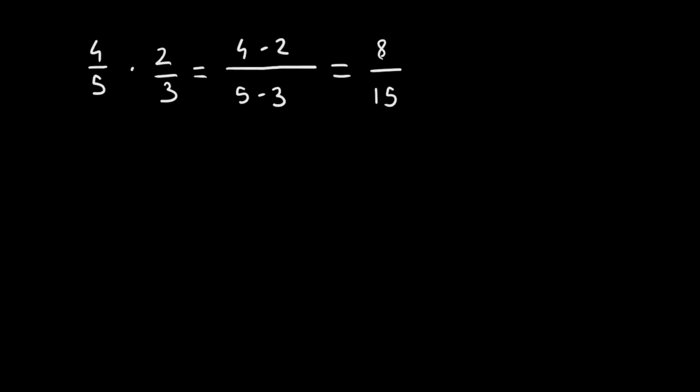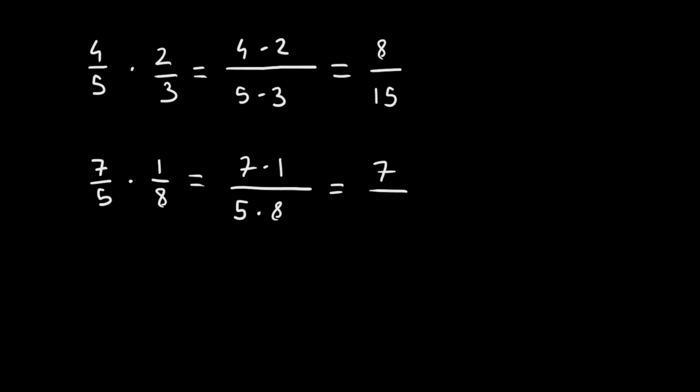Let's try this one. 7 over 5 times 1 over 8. We have to multiply numerator with numerator, so 7 times 1 over denominator times denominator. So 5 times 8. 7 times 1 is 7. 5 times 8 is 40.